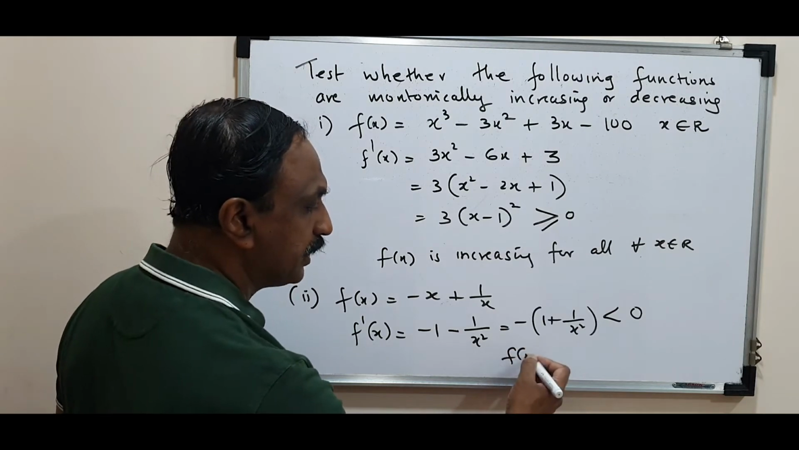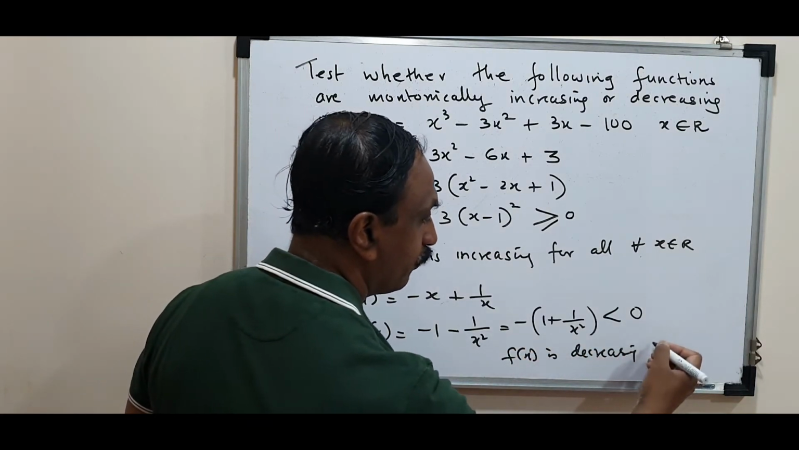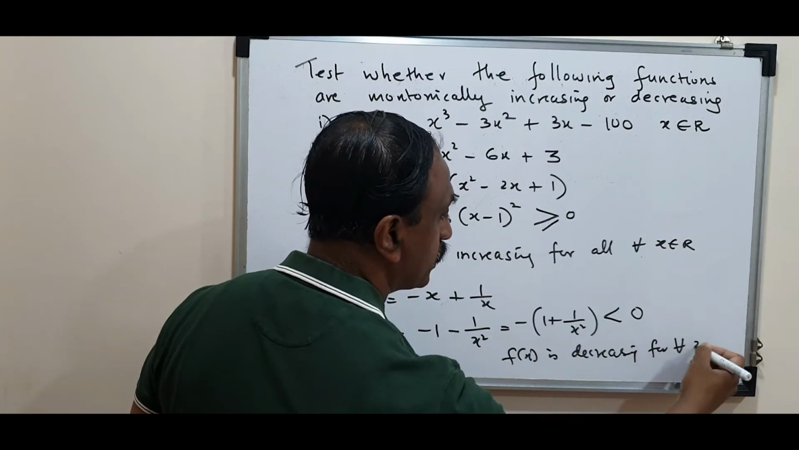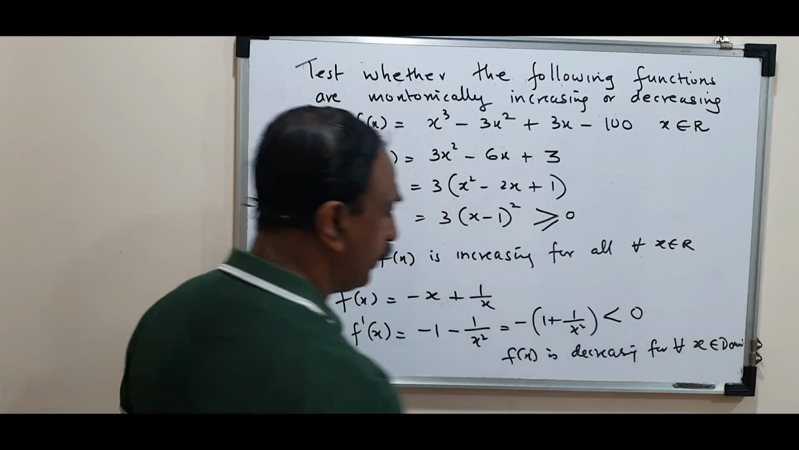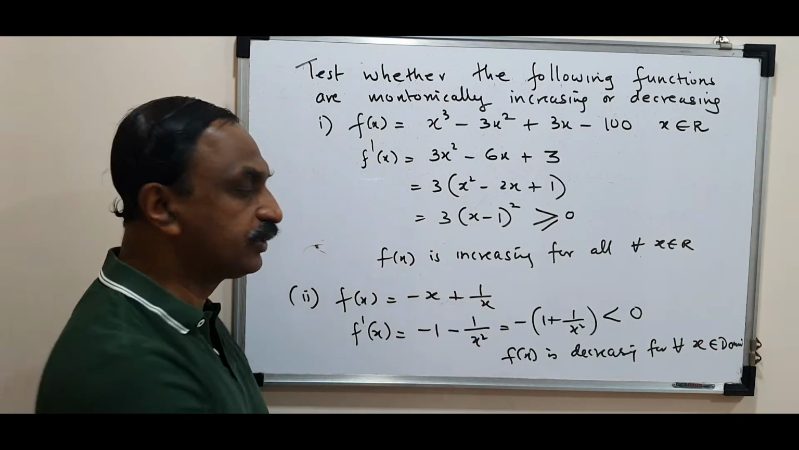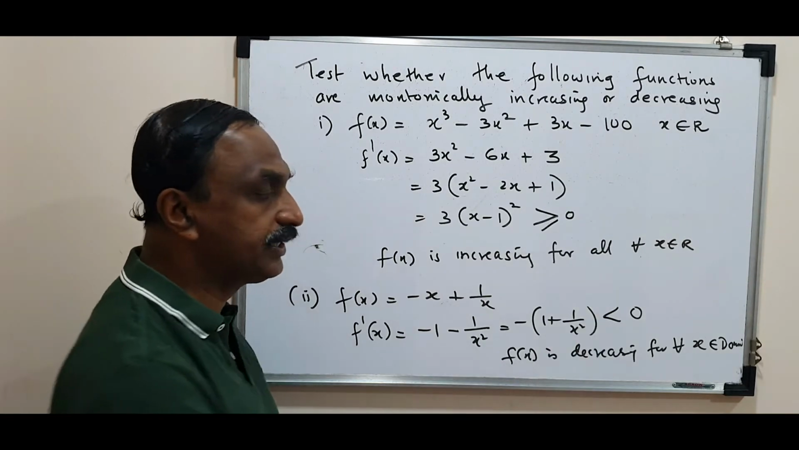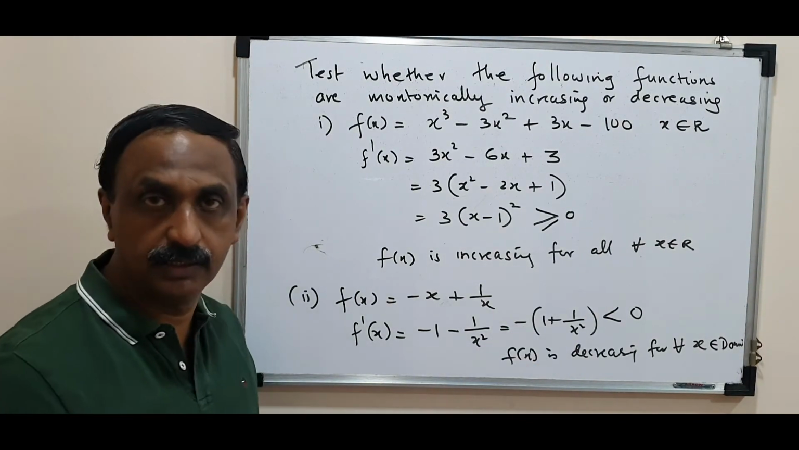So f of x is decreasing for all x belonging to the domain. So why did I say the domain? Because at x equal to 0, the function is not defined. So for all values other than x being 0, the function is decreasing because the derivative is negative.